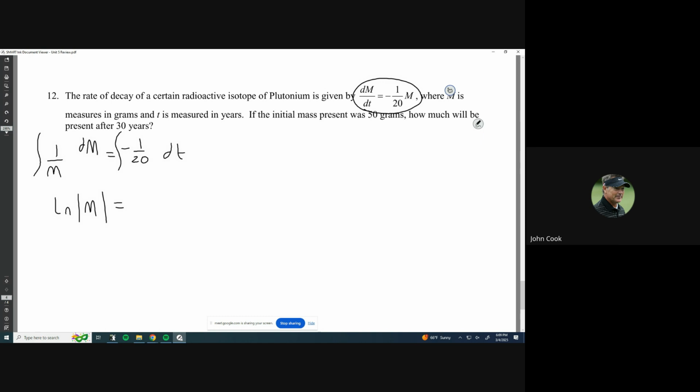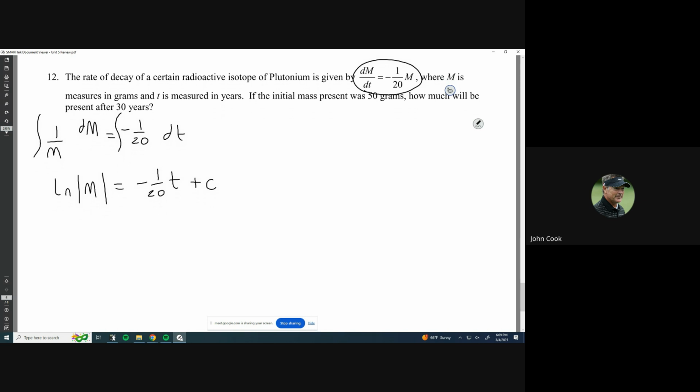The antiderivative of -1/20 dt is going to be -1/20 times t, plus some constant. And then we exponentiate both sides. So e to the power of natural log of m is just going to be the absolute value of m. And then the other side is going to be e to the -1/20 times t plus c.